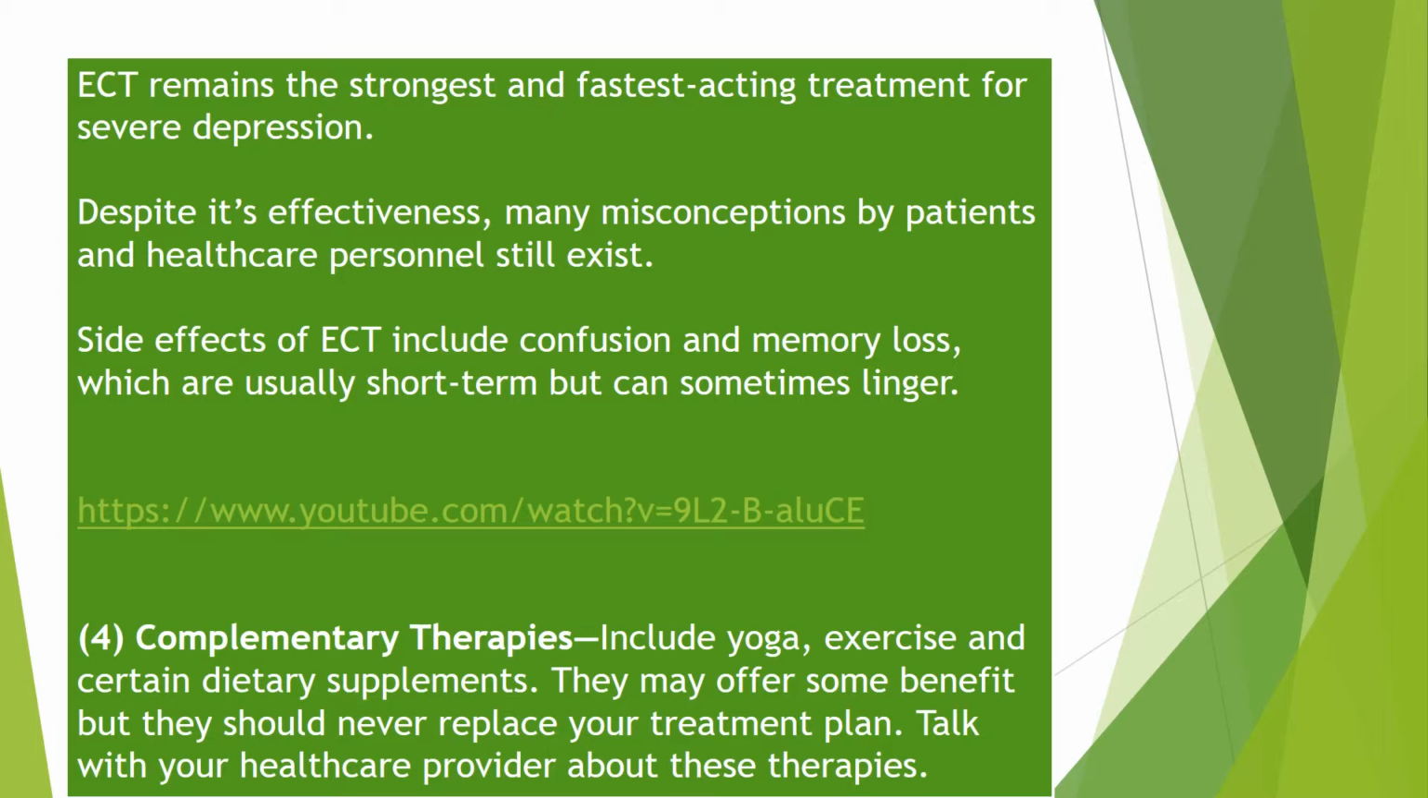ECT has been around for almost 80 years and remains the strongest and fastest acting treatment for severe depression. Research has shown that ECT is very effective in treating severe depression in the older adult. Despite its effectiveness and safety record in older adults, many misconceptions still persist among patients and healthcare professionals. Side effects of ECT include confusion and memory loss, which are usually short-term but can sometimes linger.